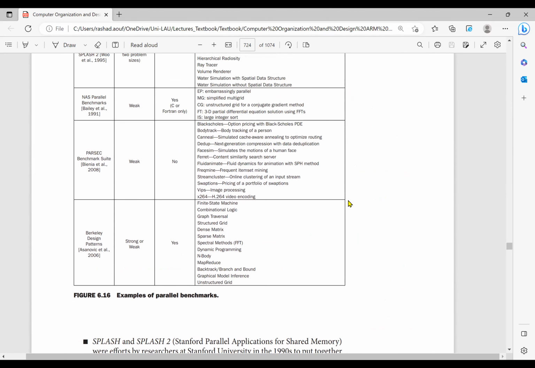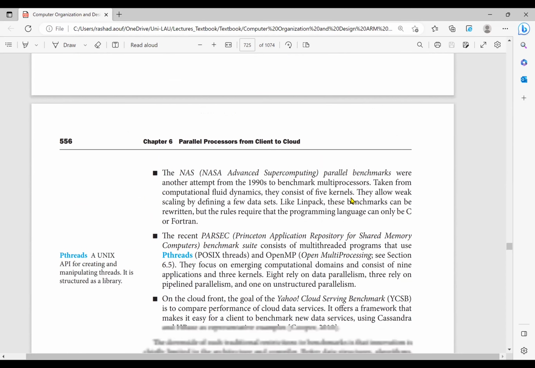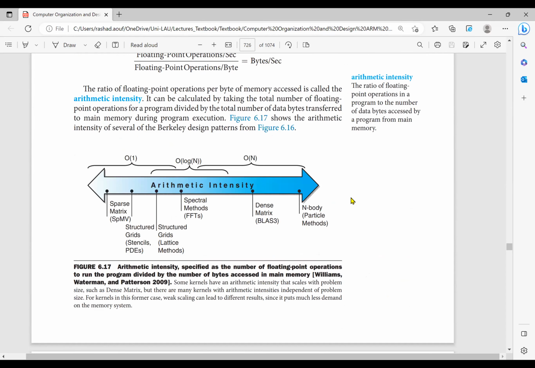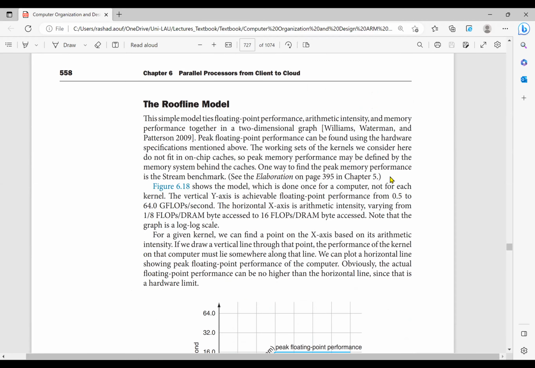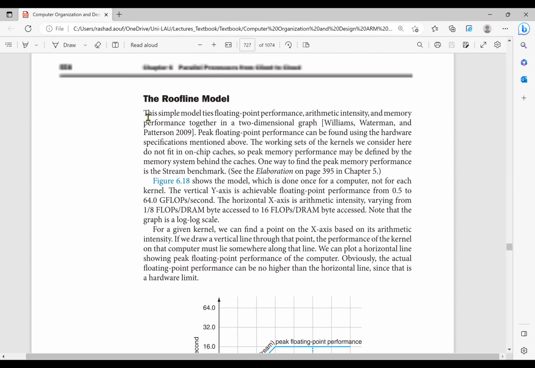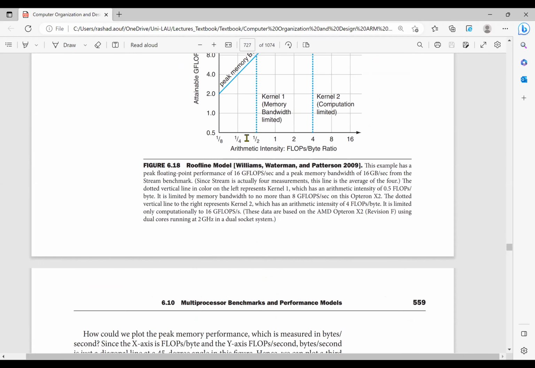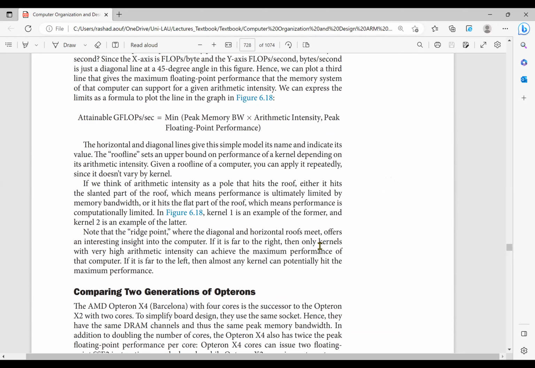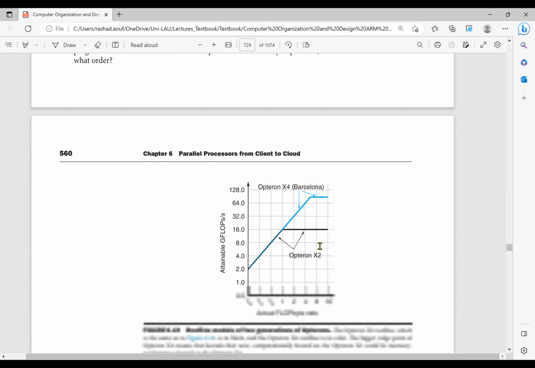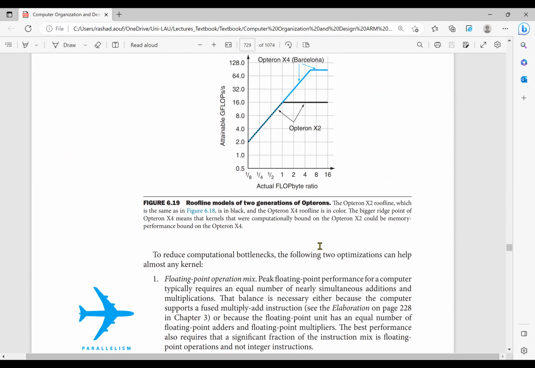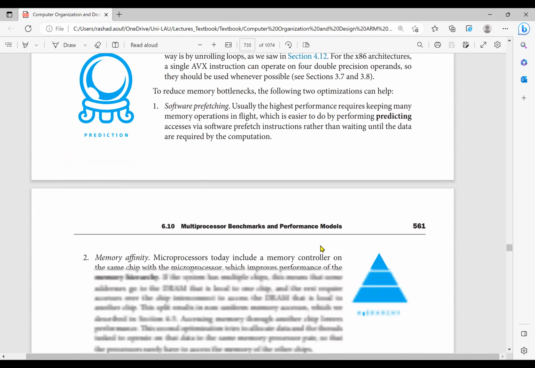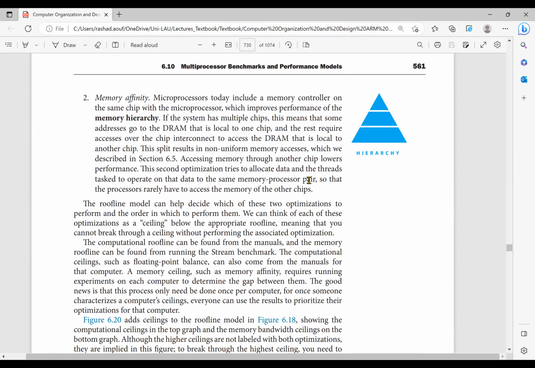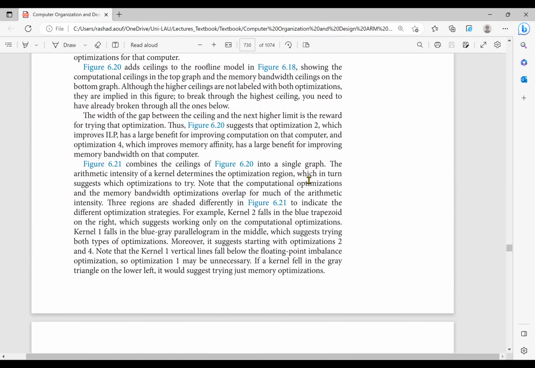Okay, example of parallel benchmarks. Okay, arithmetic intensity that we were talking about. Okay, roof line model with the explanation of the graphs that we made here. This is the example that has a peak floating point performance. Okay, all of them are there.